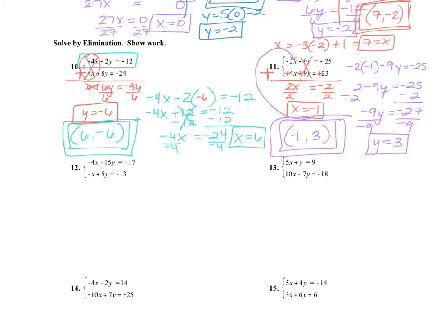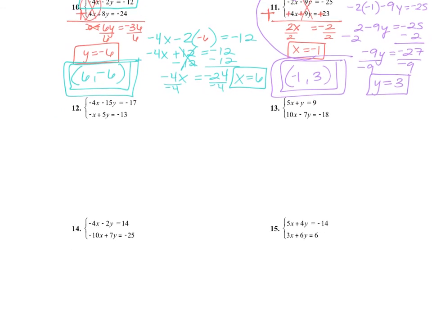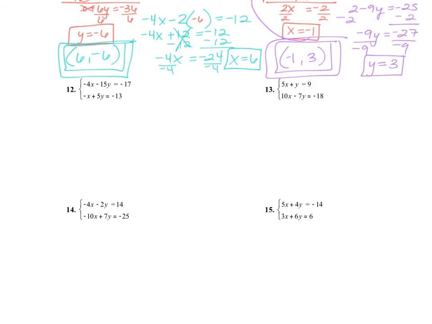Okay. Next one. This one we have some work to do because none of our coefficients are opposites. Those are not, right? I would multiply the bottom one by 3, the whole thing, because then I have a positive 15 with a negative 15 up here.